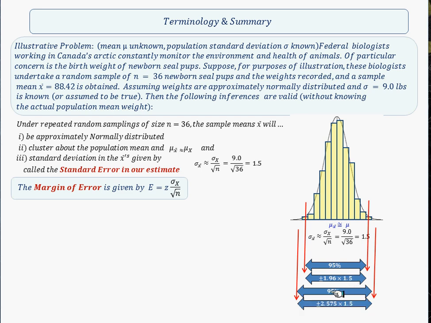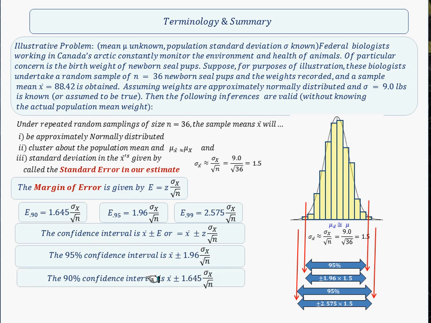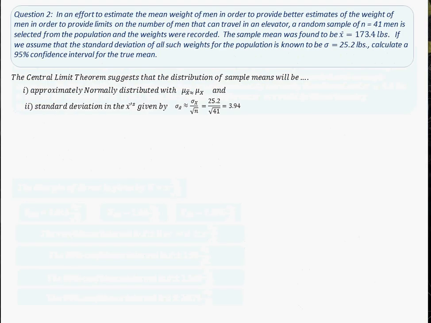Now in this case, this should be 99%. It is 2.575 times your standard error, and we see those coming on the screen here. Now notice that the subscript corresponds to the z-score. This gives us a confidence interval, and we have the three confidence intervals for various levels of confidence on your left here. Now once again, pause the screen and have a look at the problem on the board.